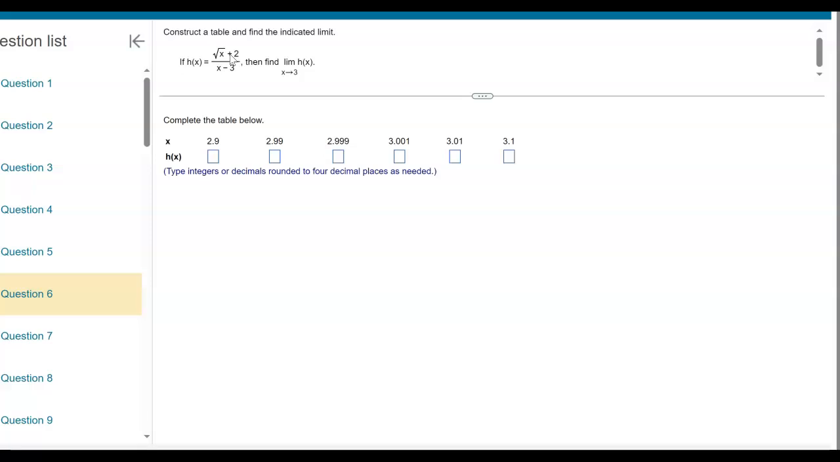So you just have to choose 2.9, replace x here by 2.9, and then the denominator also 2.9. Plug that into your calculator, and whatever you get, you have to input it here. Make sure to type integers if you get a whole number or decimals, but round it off to 4 decimal places as needed. Again, these are the x values that you would use to input to the function here to get the corresponding y values.